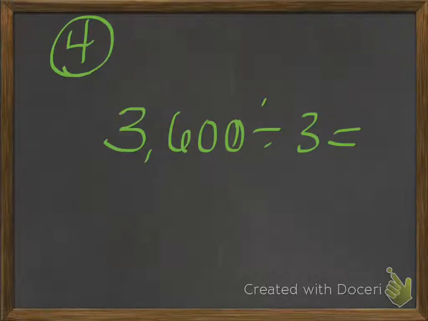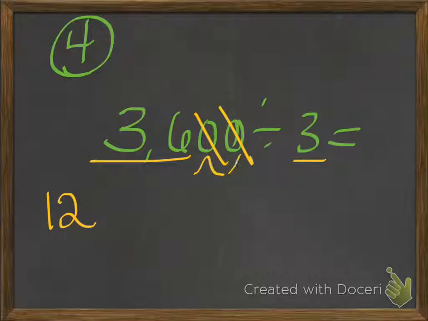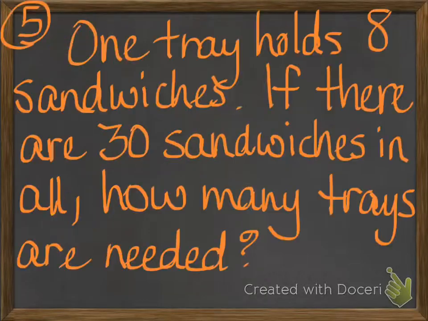Number 4. 3,600 divided by 3. Again, I'm going to ignore the zeros for a moment and just look at the numbers that don't have 0 on it. So I have 36 divided by 3, and 36 divided by 3 is 12. Then I tack the zeros back on, and I have 1,200 as my answer. Okay? Alright, let's try our story problems.